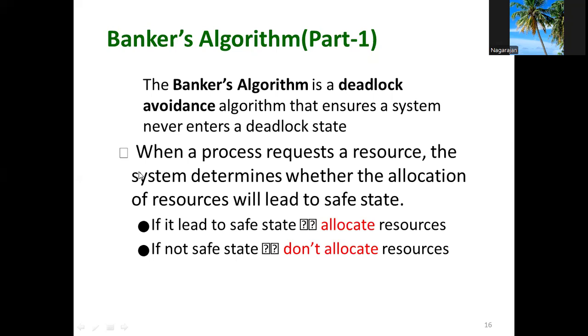As you know the meaning of deadlock, when a process requests a resource, the system always finds whether the allocation of the resource will lead to a safe state or not. If it leads to a safe state, we can allocate the resource. If not in a safe state, it won't allocate the resource by default. That is the basic of Banker's algorithm. The name comes from the fact that it follows the banking concept.